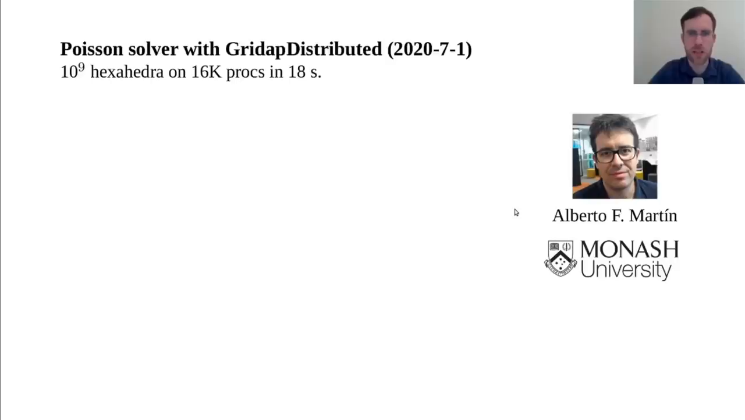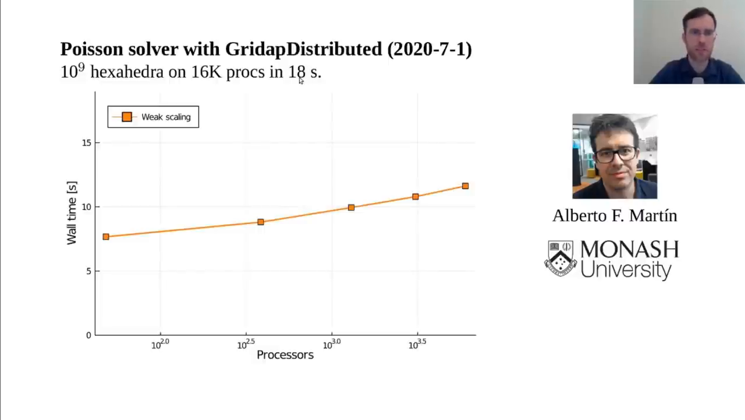we already have some preliminary results, thanks to the nice work of Alberto Martin at Monash University. With Gridap Distributed, we are able to solve large Poisson equations with about 1 billion hexahedral cells on the order of tens of thousands of processors in about 18 seconds. On top of that, we already have some weak scaling results, and as you can see in this picture, we are obtaining quite decent weak scaling up to a few thousand processors with our code.